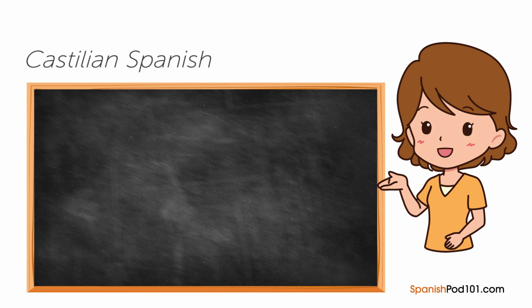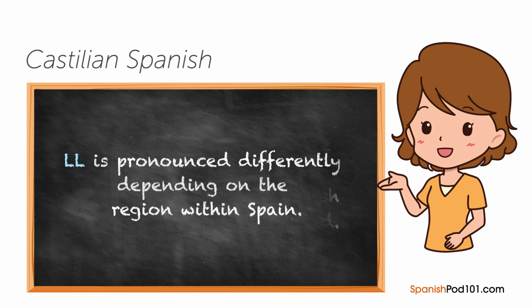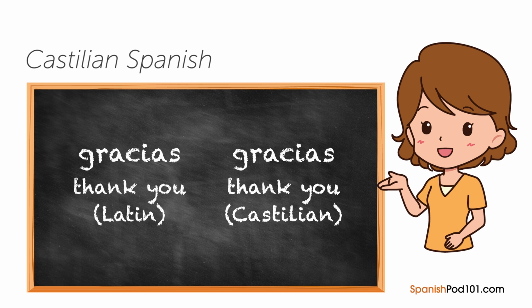Spanish in Spain is called Castilian Spanish. Some pronunciations are very different than the other kinds of Spanish we've already mentioned. The double L is pronounced differently depending on the region within Spain. The Latin American C is pronounced with a TH sound in Castilian. For example, gracias, meaning thank you, is pronounced "gracias" in Latin American Spanish and "grathias" in Castilian Spanish.